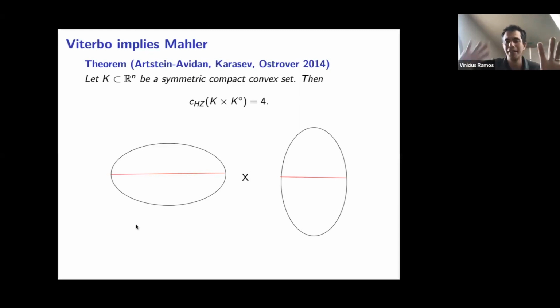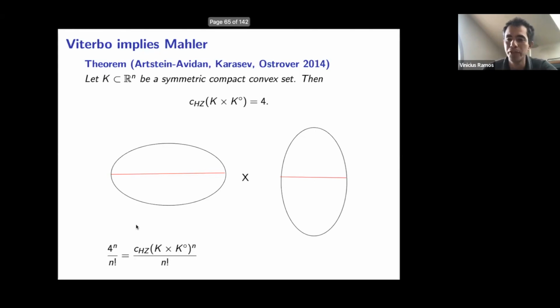And the idea is just this picture. If you take K and you take the polar body, there always exist two billiard trajectories, one in each, that are intertwined, that go like this, boom, boom, boom. And it's a simple calculation that this always has action 4. That picture is the proof of their theorem.